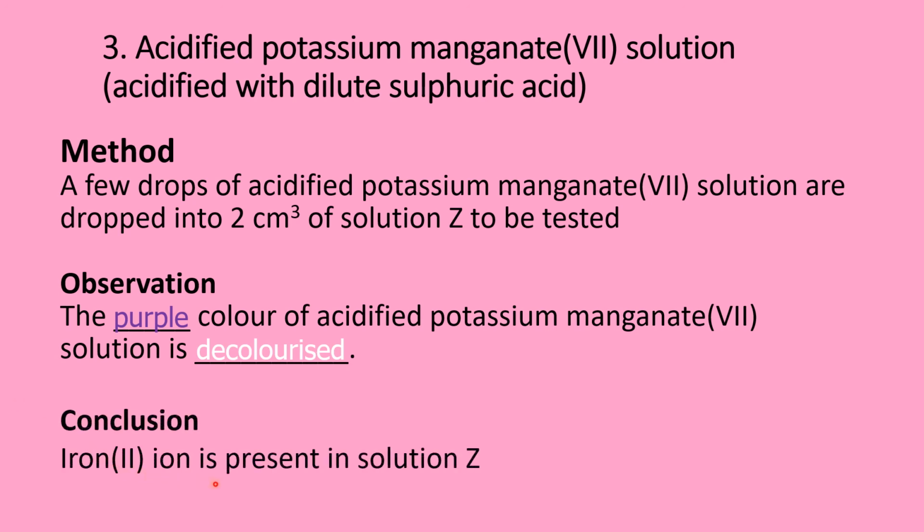Conclusion: iron(II) ion is present in solution Z. This one you will also learn in the redox chapter later, because acidified potassium manganate(VII) solution is actually an oxidizing agent.